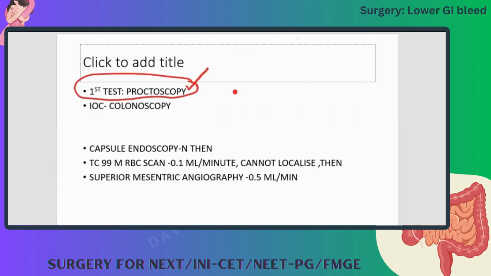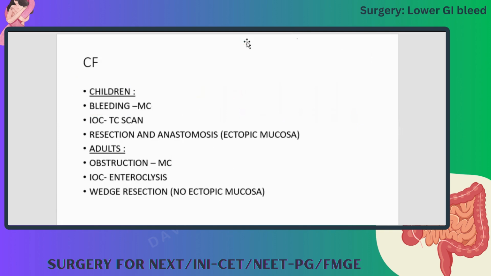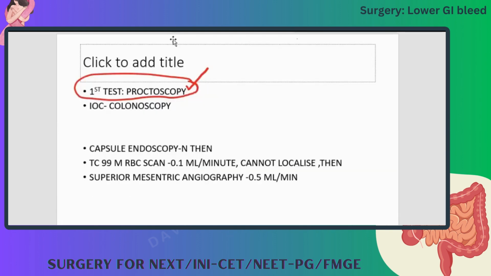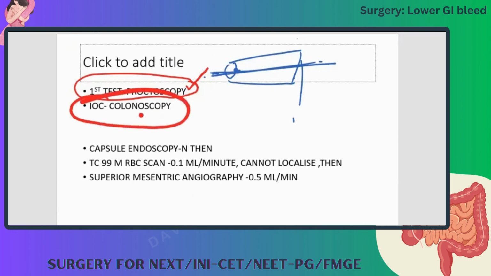You do a proctoscopy. I think I have the image of a proctoscope. You have seen that proctoscope, right? It has an obturator in the center. It is inserted, we take out the obturator, and we see. That is a proctoscopy. But the investigation of choice is colonoscopy. What is colonoscopy? Examination of the colon. It is an endoscopic technique where we insert a scope through the anus into the rectum and visualize the colon.